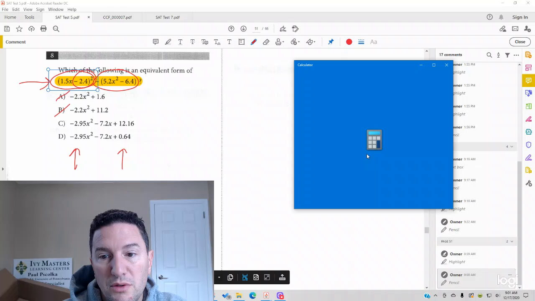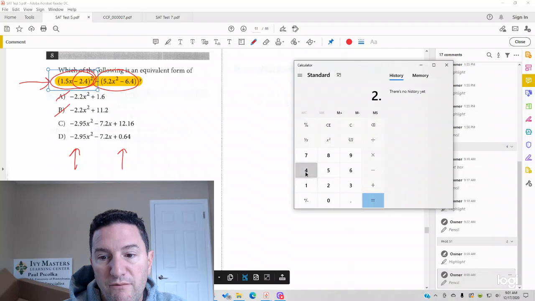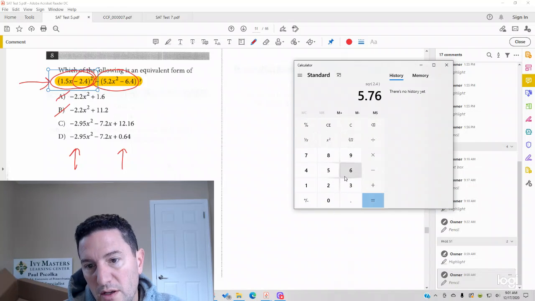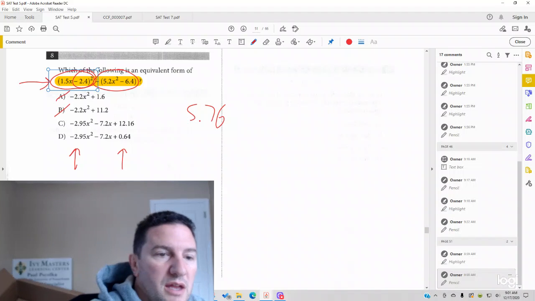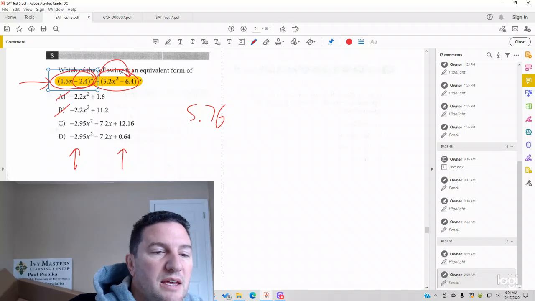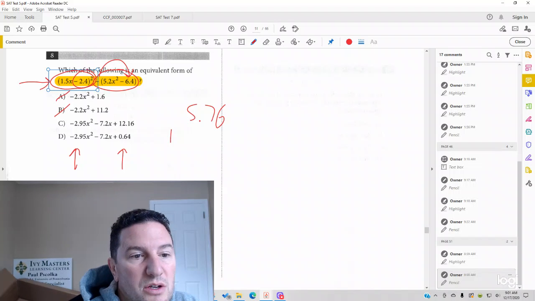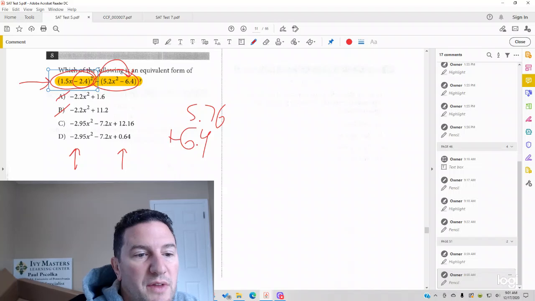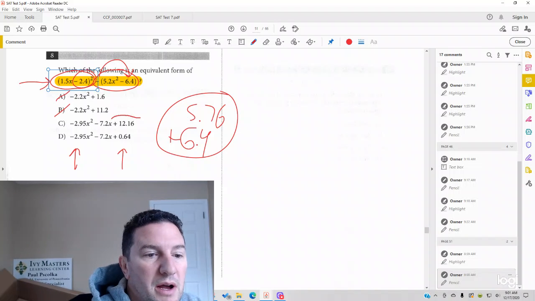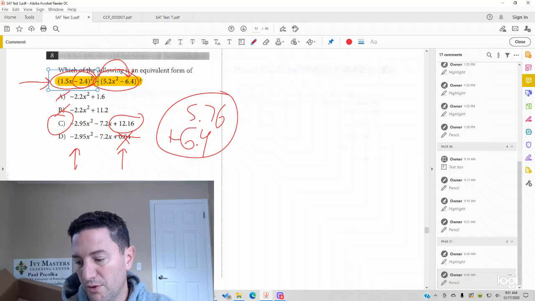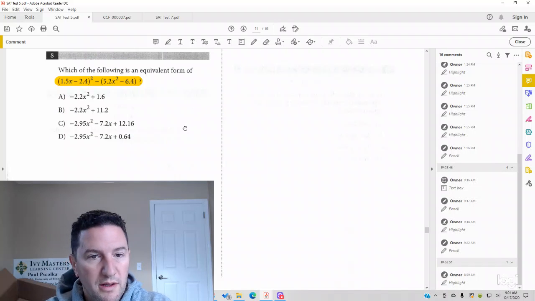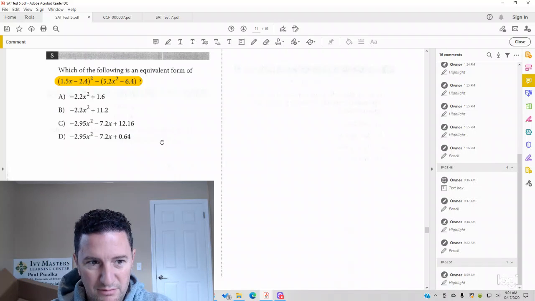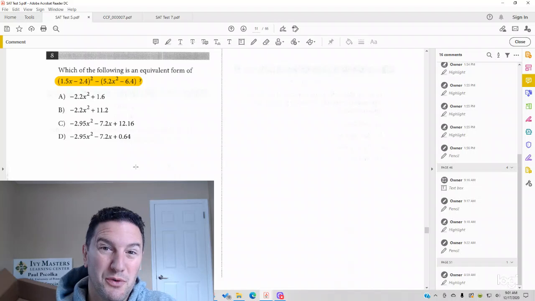So if you do 2.4 and I've got an x squared here, I get 5.76. And notice here I'm subtracting a negative, so I wind up adding that. So it's adding 6.4. And you don't even have to add it. You could see that it's going to be a big positive. It's not going to be a small positive right here. And you know your answer is C. Pretty quick and easy. Now, what else could you do to solve this? I would say that that's your preferred method.